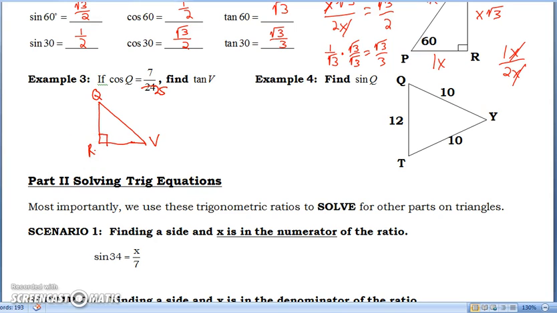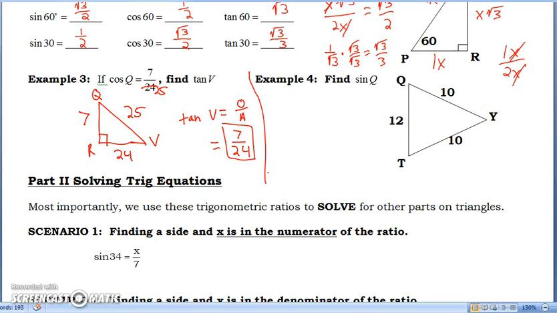Okay. So the cosine of Q is 7 over 25. SOHCAHTOA says that cosine is adjacent over hypotenuse. So the cosine of Q is going to be adjacent over hypotenuse. That's 7 over 25. This is also a triple, so this is going to be 24. So what is the tangent of V? The tangent of V is going to be opposite over adjacent. What's opposite from V? 7. What's adjacent? 24. 7 over 24.